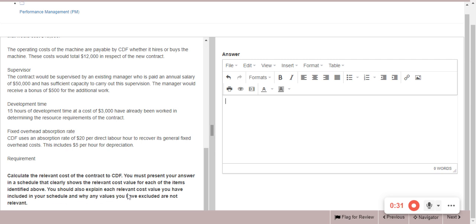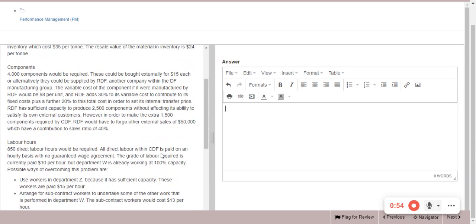You should also explain each relevant cost value you have included in your schedule and why any values you have excluded are not relevant. So there are two aspects to this. First of all, we must have a schedule where I have a list of all the costs, and also we have to show the calculations of the cost as well as explain why we have included a cost or not included a cost. So the format over here is very important.